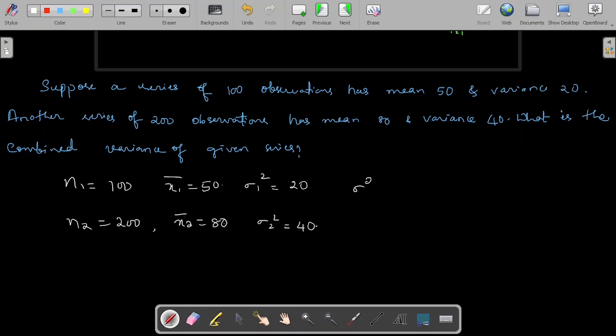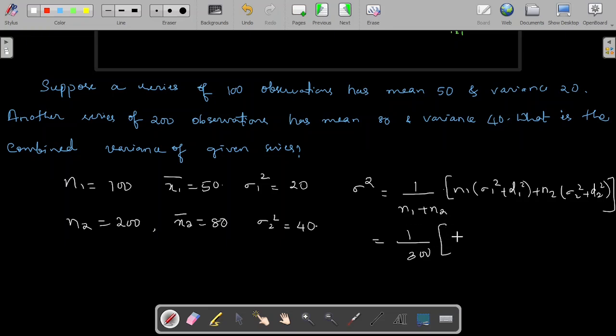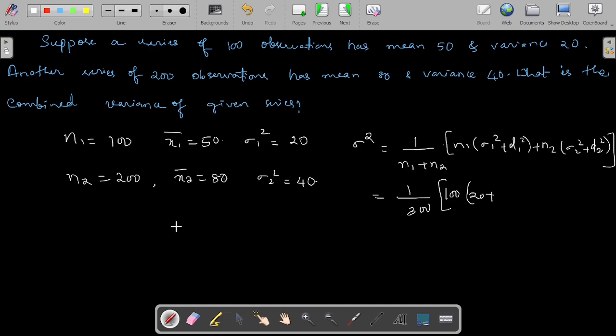So the combined variance sigma square is equal to 1 by n1 plus n2, into n1 into sigma 1 square plus d1 square, plus n2 into sigma 2 square plus d2 square. This is the formula of combined variance. So this equals 1 by 100 plus 200, which is 300, into n1 is 100 into sigma 1 square, that is 20, plus d1 square, which we want. So first let us find out the combined mean.